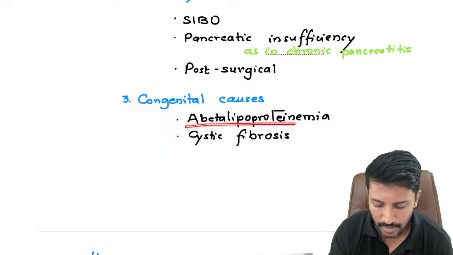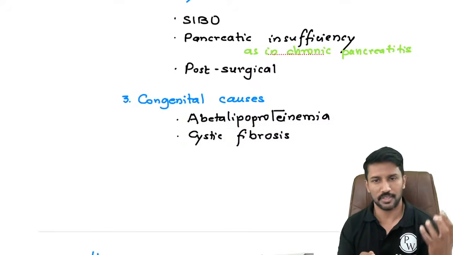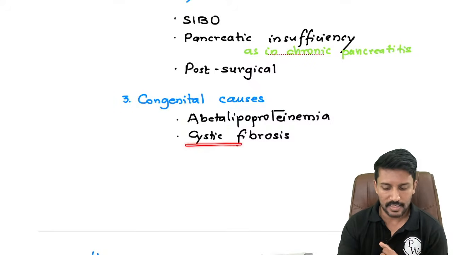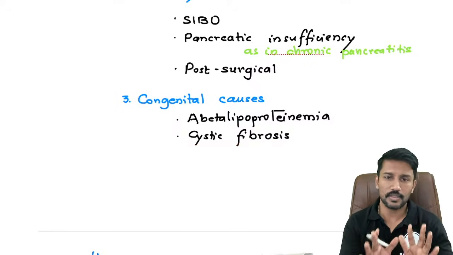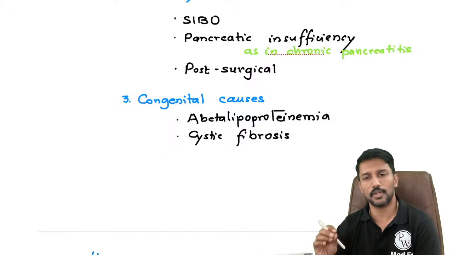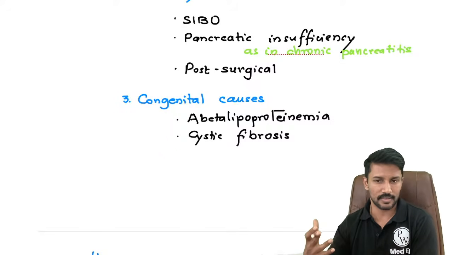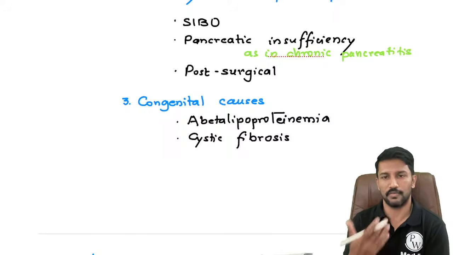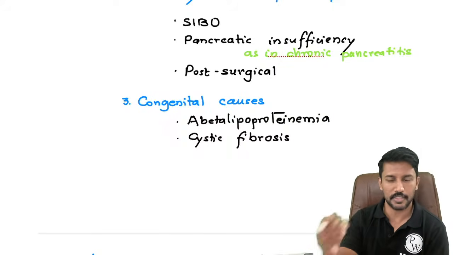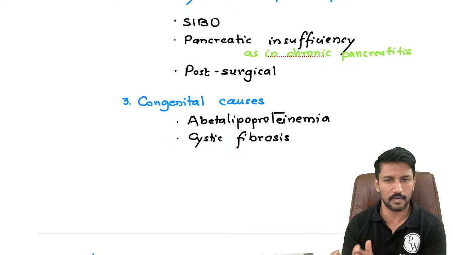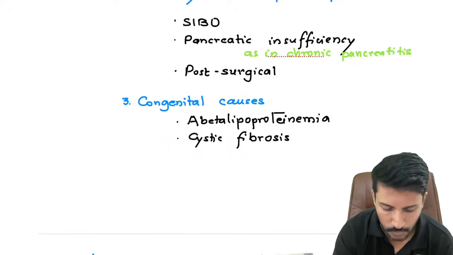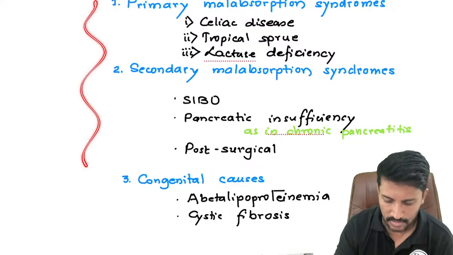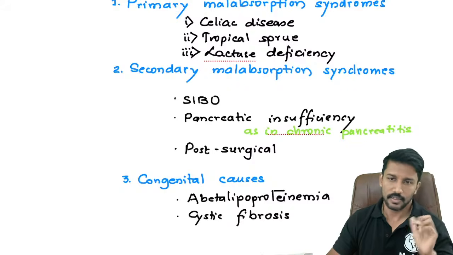One of them is abetalipoproteinemia, which in itself is a question in biochemistry. And then cystic fibrosis. Cystic fibrosis causes malabsorption primarily because it causes pancreatitis, and thus it results in pancreatic insufficiency. And then we will have the deficiency of lipase and proteolytic enzymes, and we can end up with malabsorption. Okay, so these are the three causes: primary, secondary, and congenital.